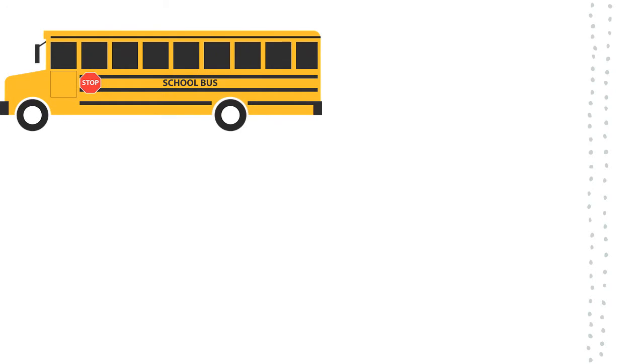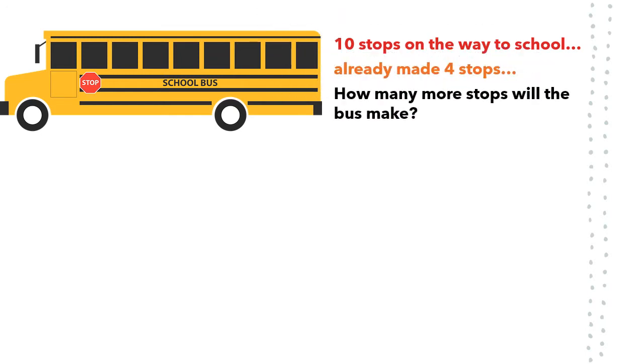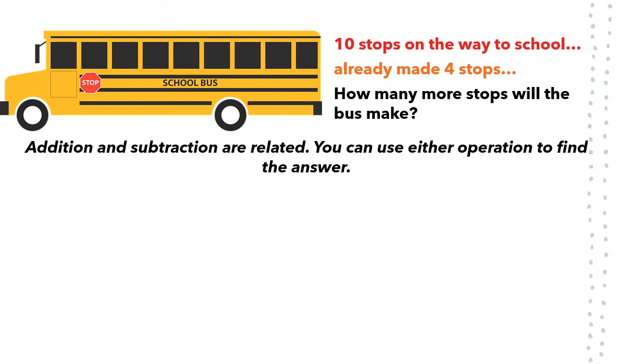So a school bus makes 10 stops on the way to school. This bus has already made 4 stops. So how many more stops will the bus make? Well, addition and subtraction are related. You can use either operation to find the answer.